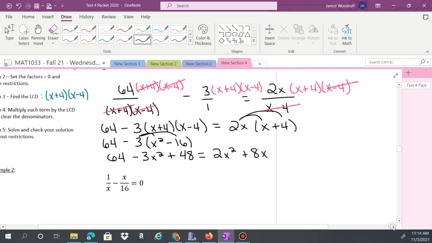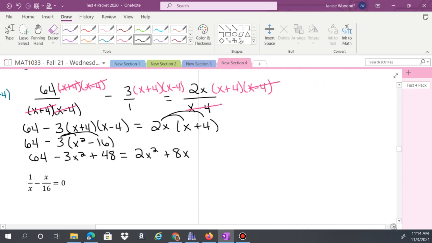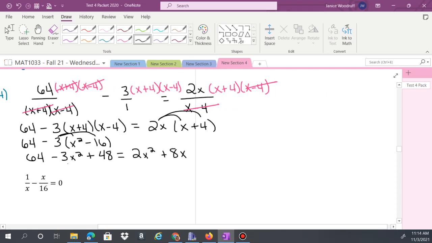Okay, and I'm probably going to run out of room, so I'm going to move over to the side here. I want to move everything to one side now since I have some quadratics. So I'm going to subtract the 64. Okay, nothing to subtract it from. I'm going to add the 3x squared over here. And I'm going to subtract the 48. That way, this side, everything cancels.